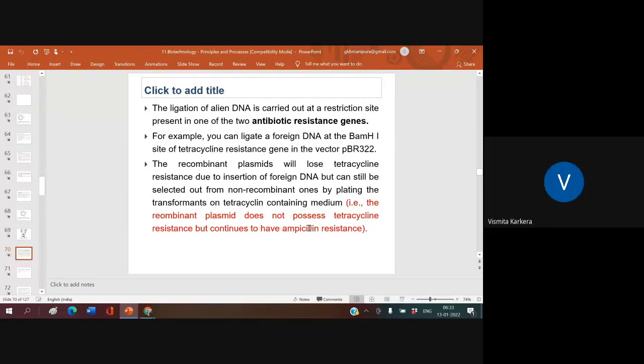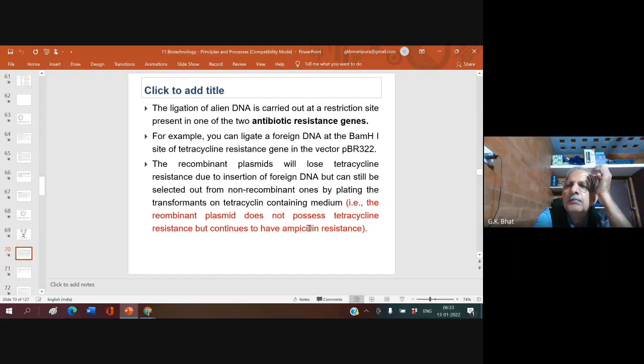Sir, the recombinant DNA will not show resistance against tetracycline, but it will show resistance against ampicillin. How do you say that it shows resistance? So now you are putting bacteria in two media. What is there in one medium? Antibiotic.